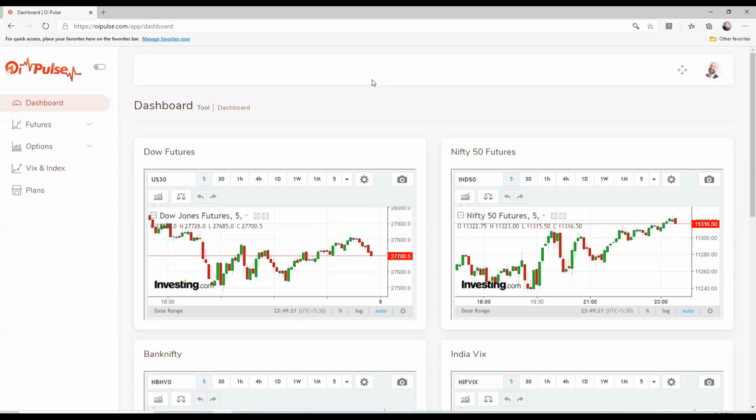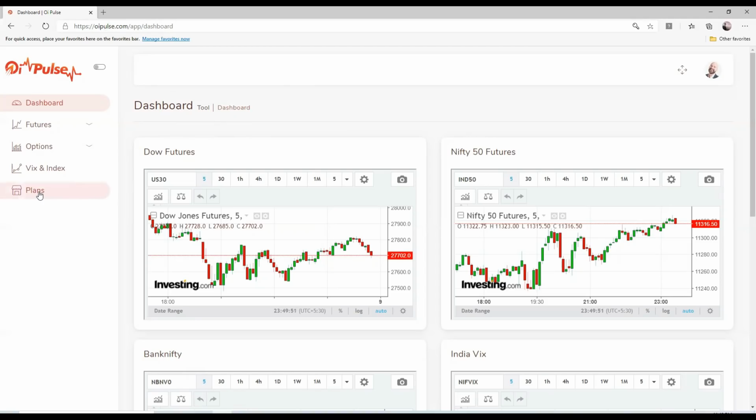First and foremost, you can register and log in using oipulse.com, which is at the URL here. So it's a web based app. Currently we are not providing it as a tool or anything. You'll be able to access the web app through oipulse.com. Once you make the plan and payment, you will be taken directly to the dashboard page.